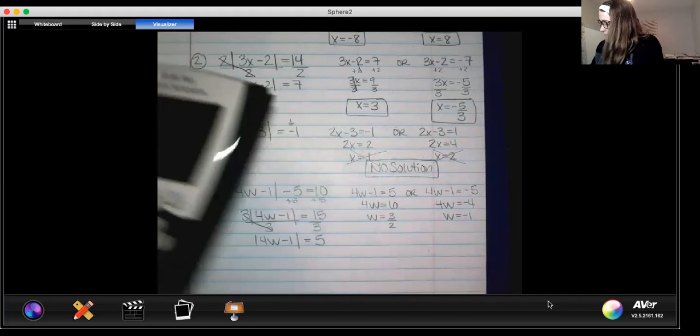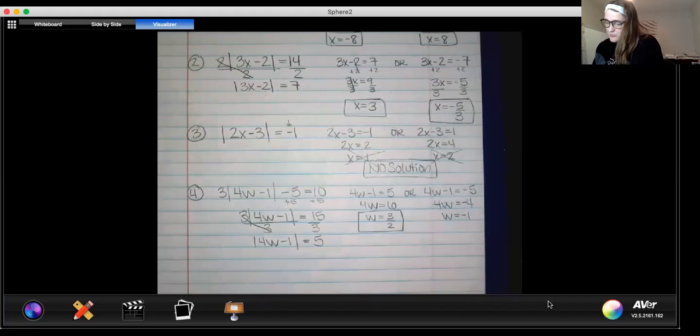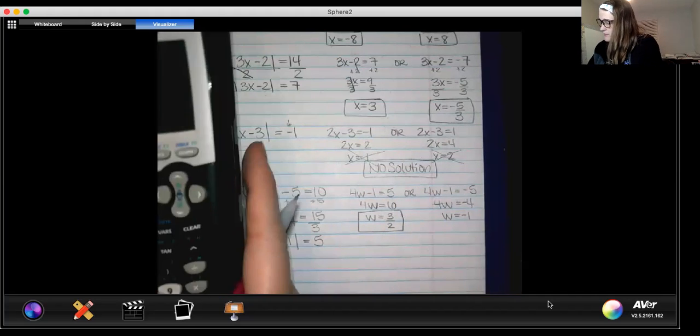And that's correct. Absolute value of 5 is 5, so 3 halves does in fact work. Now let's try negative 1.